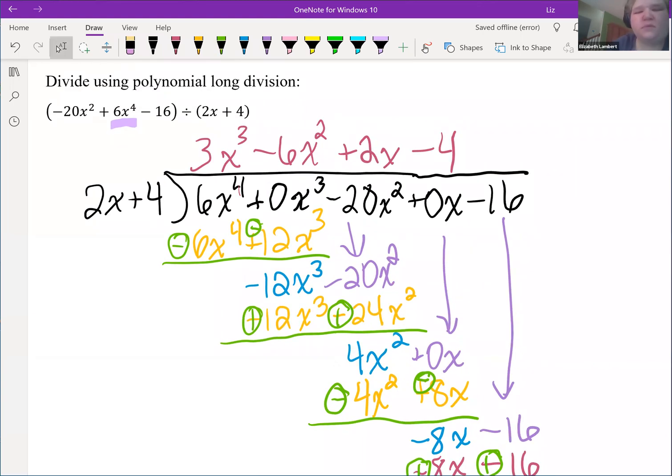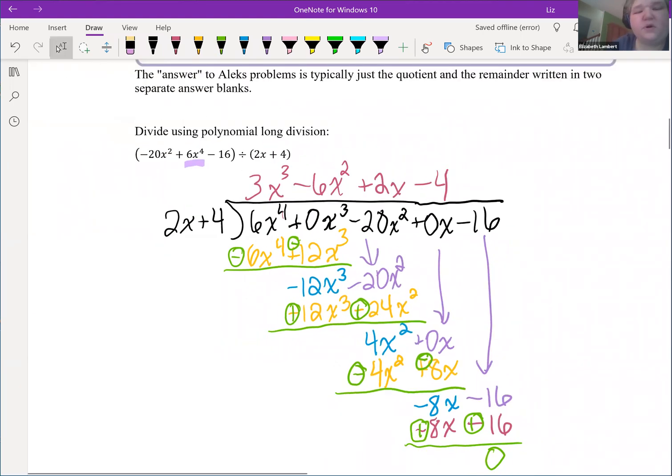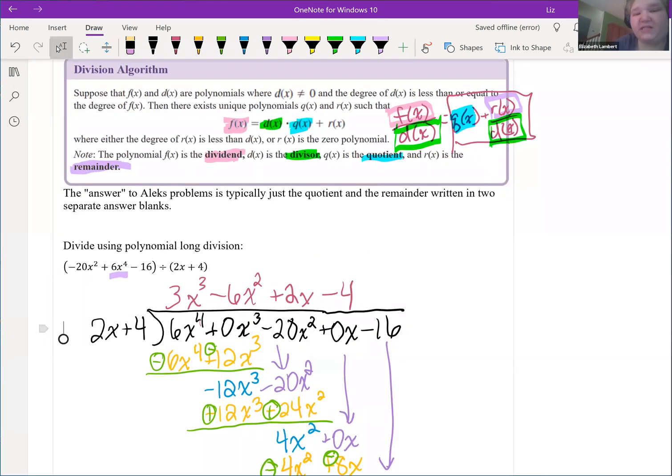So this is where I'm going to zoom back out. Remember our whole writing the division algorithm? I can write my quotient times the divisor plus the remainder, but the remainder is 0. So this literally tells us the original function is equal to the product of the divisor, 2x plus 4, and the quotient, 3x cubed minus 6x squared plus 2x minus 4. So 2x plus 4 is a factor of our original large polynomial.